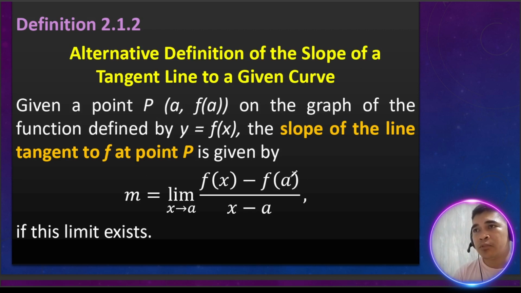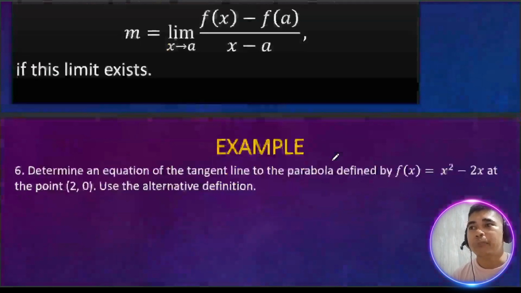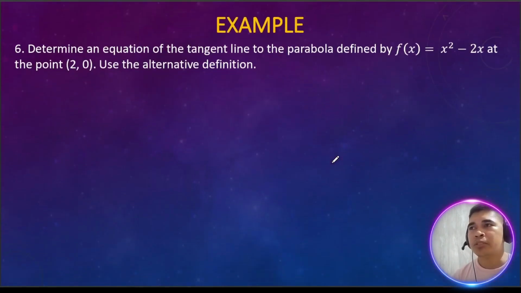Given a point P, a, f of a on the graph of the function defined by y equals f of x, the slope of the line tangent to f at point P is given by m equals the limit of f of x minus f of a all over x minus a as x approaches a, if this limit exists. So this alternative is quite different from the formula of our slope in definition 2.1.1. Now let's try example number 6.